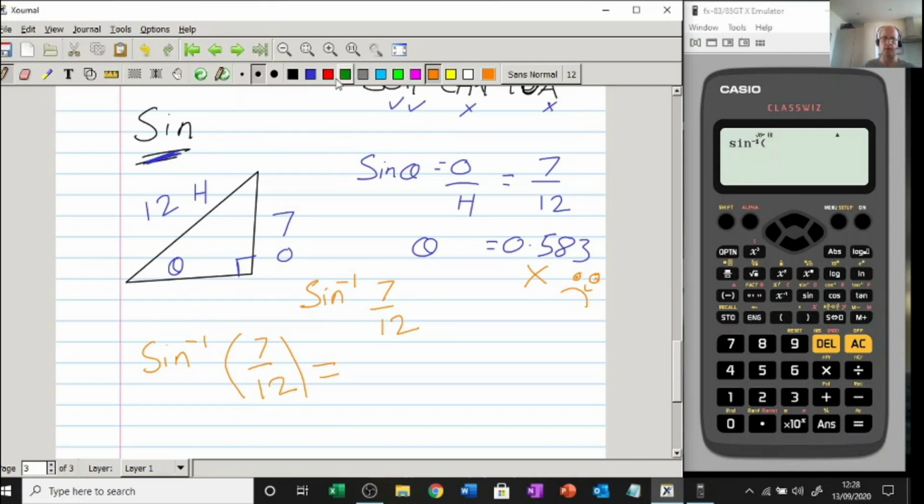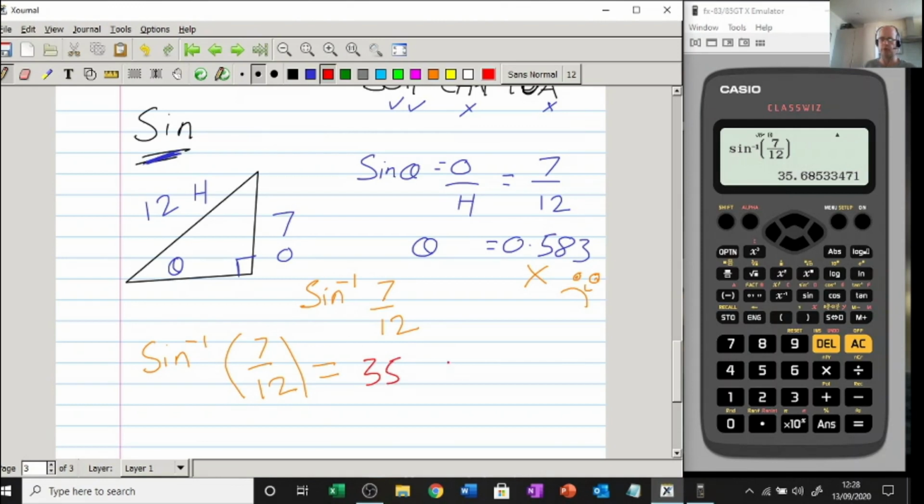Get a different color, let's do red. So on your calculator, sine -1, I'll do it again. So Shift that, and then put that, and then do 7 over 12. Close your bracket, don't forget to close your bracket. That'll give me an angle of 35.